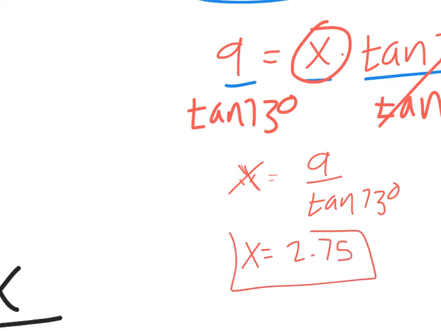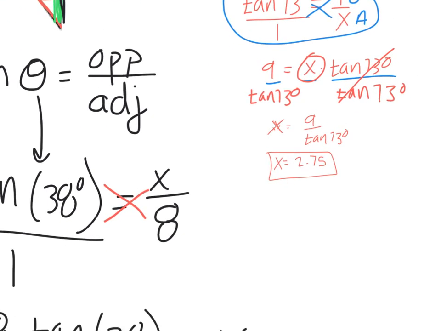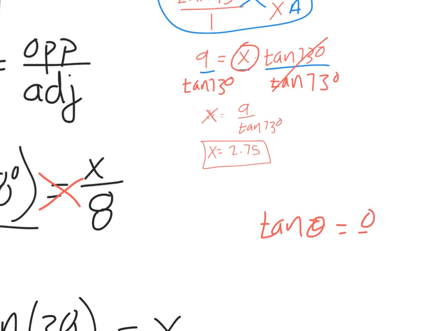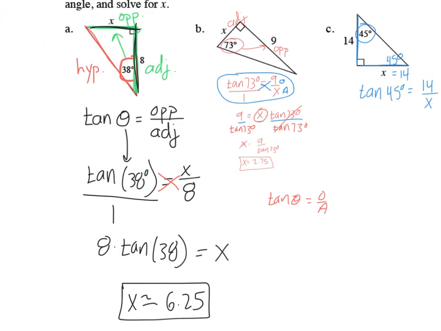So we can use this thing called the tangent ratio. And tangent, again, the tangent of an angle is equal to the opposite leg over the adjacent leg, and we use that to help us solve for missing side lengths within right triangles.